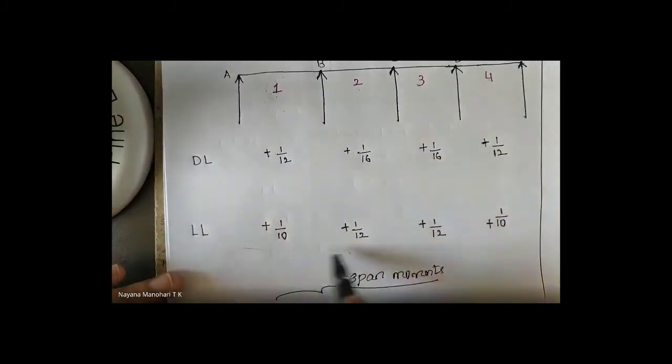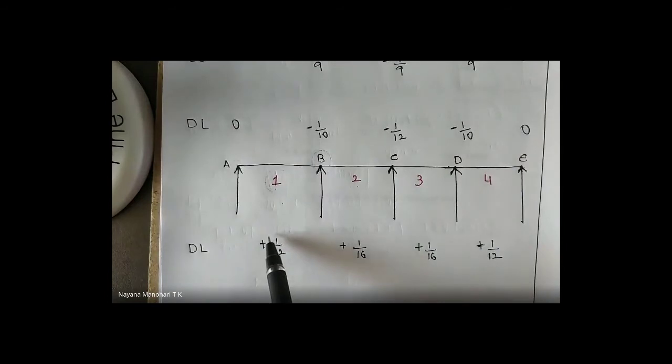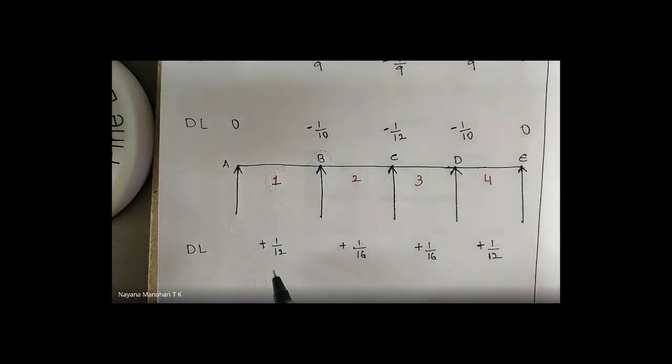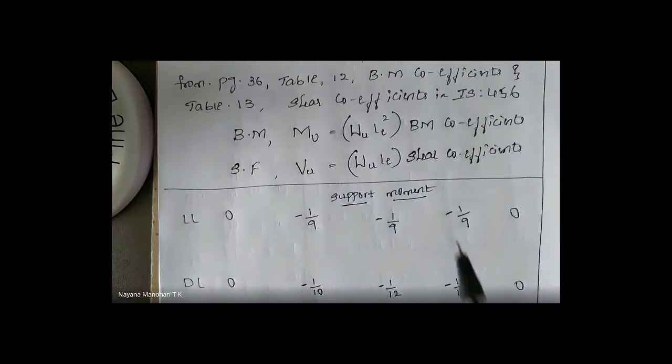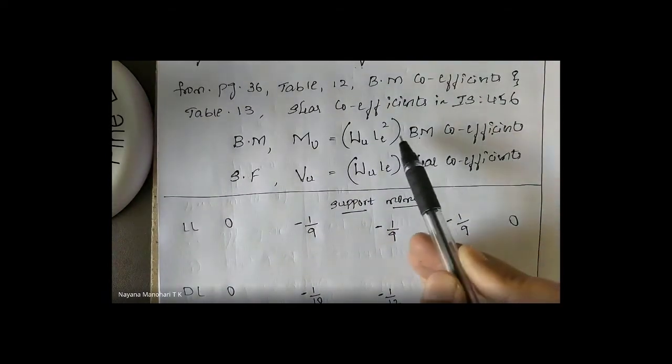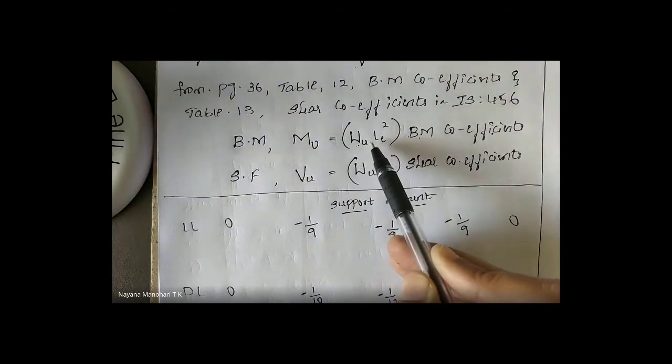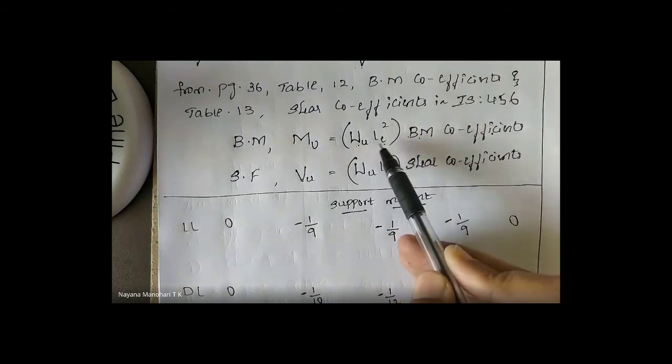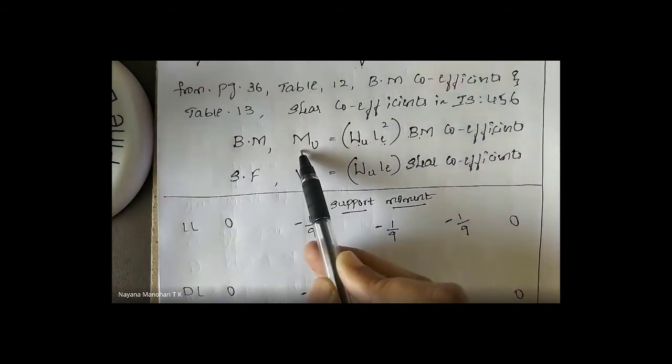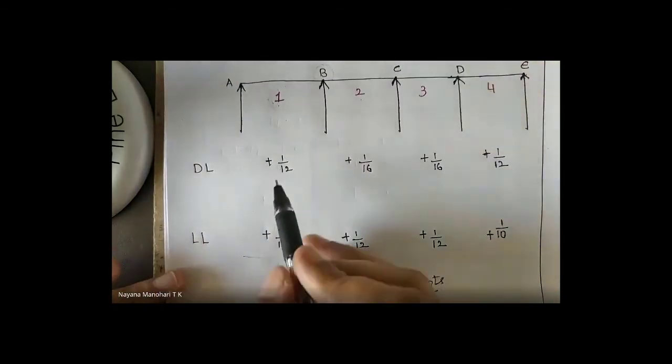Okay. All these coefficients are what? Support moments. And below I wrote what? That is the span moments. These are all bending moment coefficients. In order to calculate the moment value, Mu, what you need to do? The bending moment coefficient should be multiplied by the load and the square of the effective span to calculate the ultimate moment. Now you calculate it one by one.